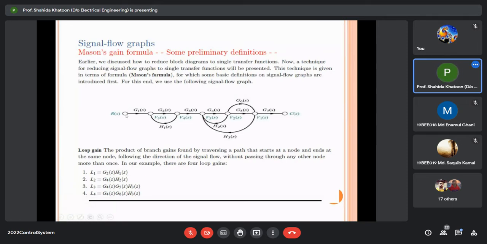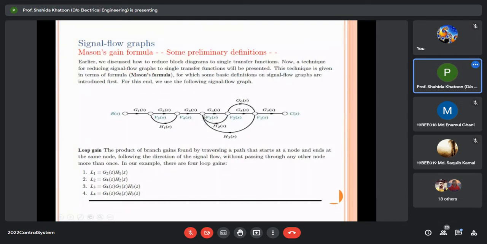Okay, so this is node. In signal flow graph, the small circles are called nodes and the arrows are called the paths. So this is the node. So you start from this node, go to this node using this path, and this transfer function is called the path gain. So this G2(s) is the path gain of this path. H1(s) is the path gain of this path. So L1 is basically G2 into H1. All right. Similarly, L2. L2 is G4 into H2.